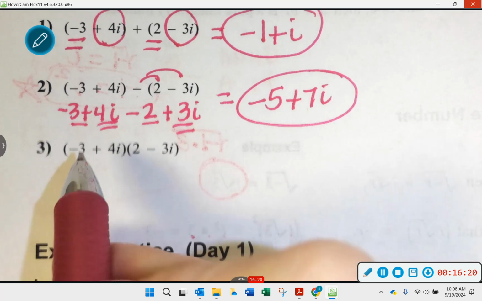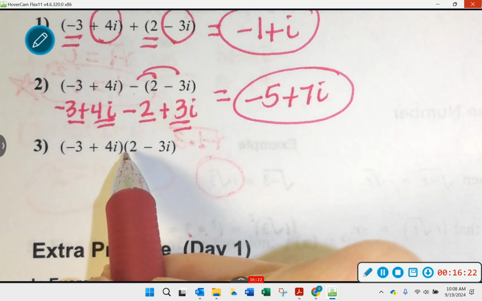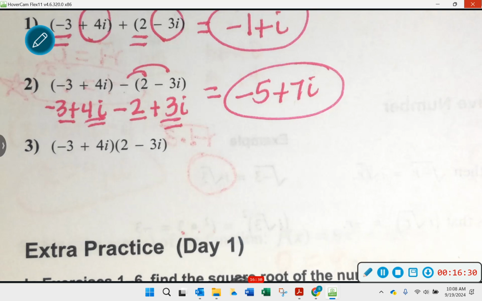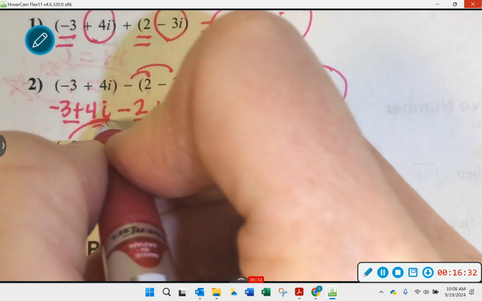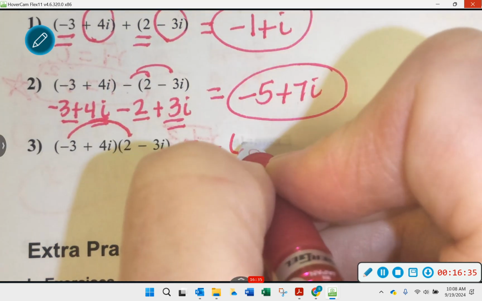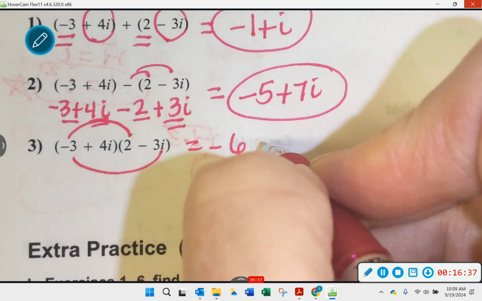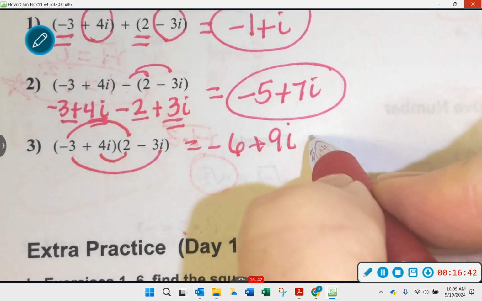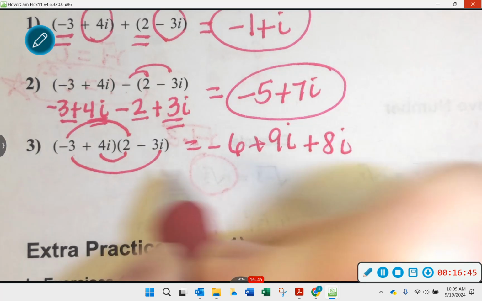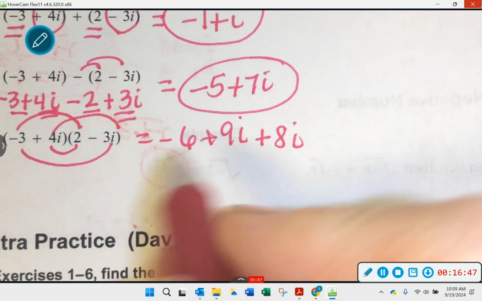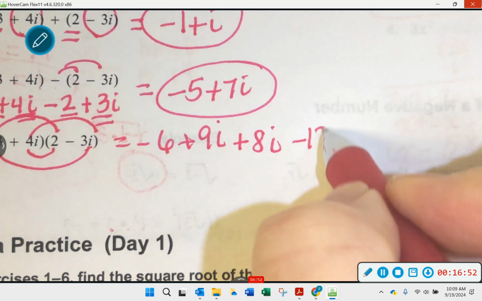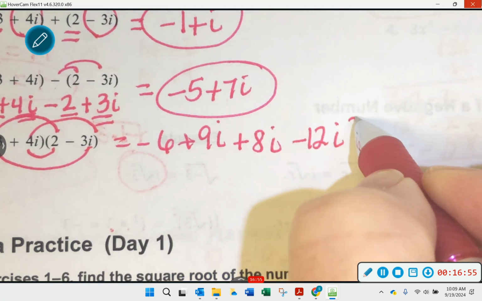Okay? What are we doing here? Are we adding or subtracting? Either one. We are. How do we multiply binomials? Yes. So we're going to have to multiply these two together. We get -6. Multiply these two together. We get positive 9i. Multiply these two together. We get positive 8i. Multiply these two together. What do we get on those? Well, negative 12i to the second.